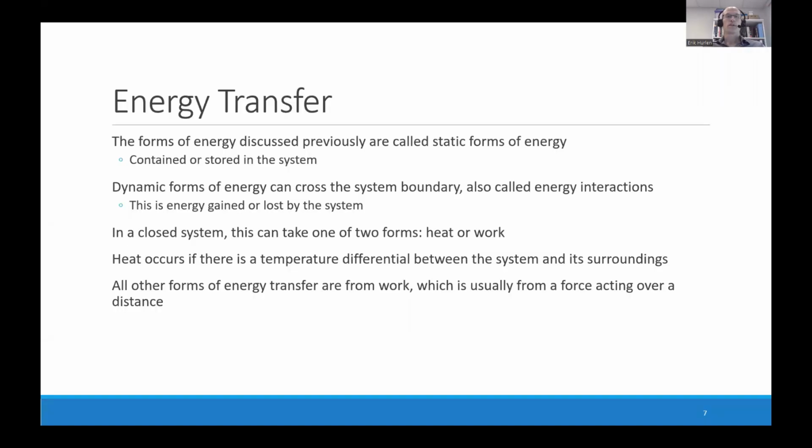The forms of energy discussed so far are called static forms of energy. They are contained within the system and do not leave the system. Dynamic forms of energy are those which do enter or leave the system. These are the ways that energy can be transferred between objects. In a closed system, there are two types of dynamic energy: heat and work. Heat transfer occurs if there is a temperature difference between the system and the surroundings. Work energy transfer generally comes from the interaction of forces between the two objects. Remember that work is equal to force times displacement.